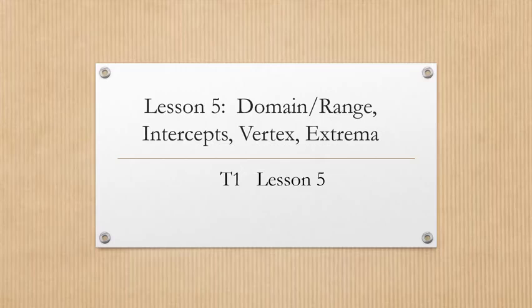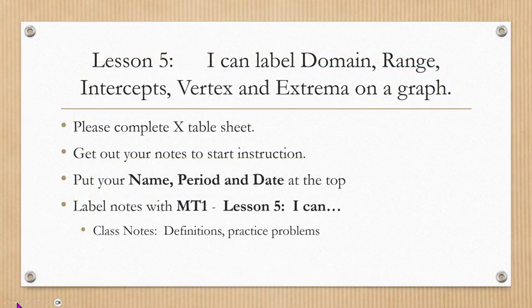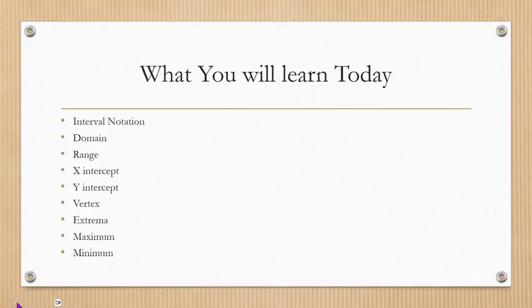This video is for Lesson 5, Domain, Range, Intercepts, Vertex, and Extrema. The objective today is: I can label domain, range, intercepts, vertex, and extrema on a graph.